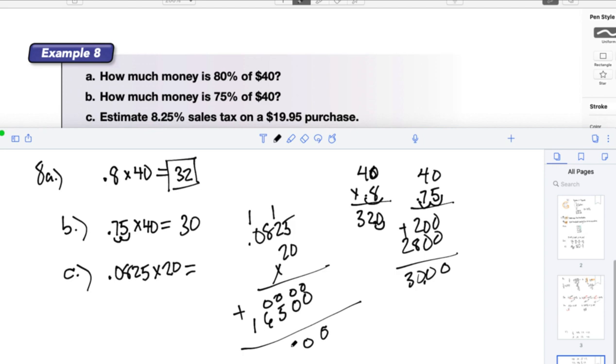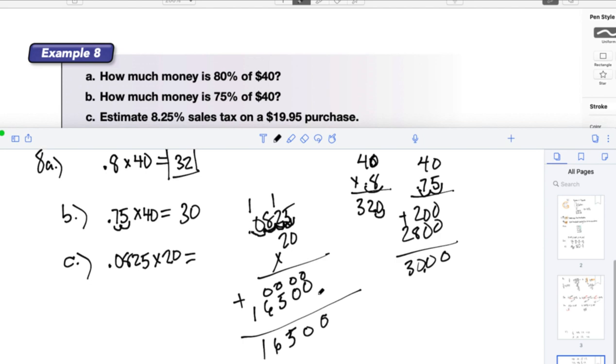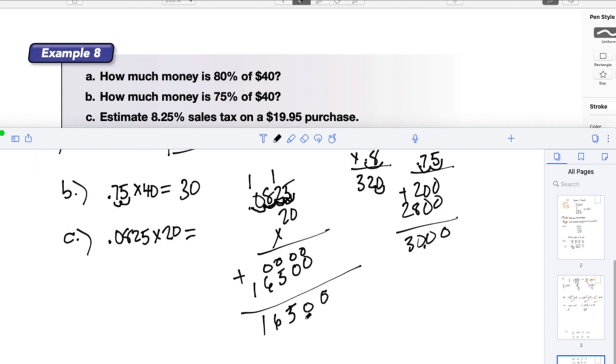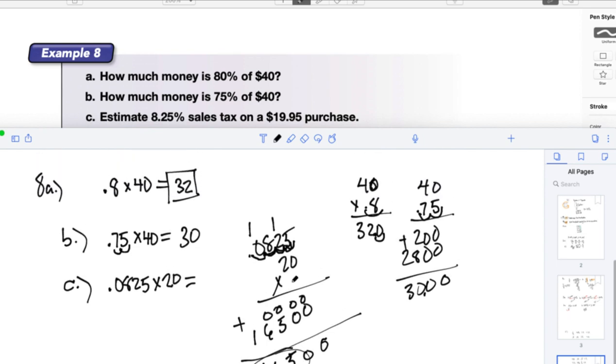So now I'm going to add all of this together, and I get 16,500. But remember, we're counting decimal points. 1, 2, 3, 4. So I am going to move this over 1, 2, 3, and 4. What I see here is the sales tax, $1.65 is the approximate. I'm going to use these wavy lines. It is approximate sales tax for a purchase that is $19.95.